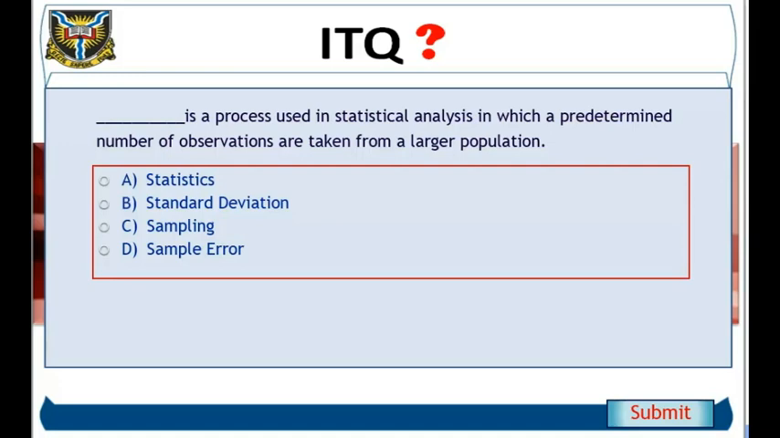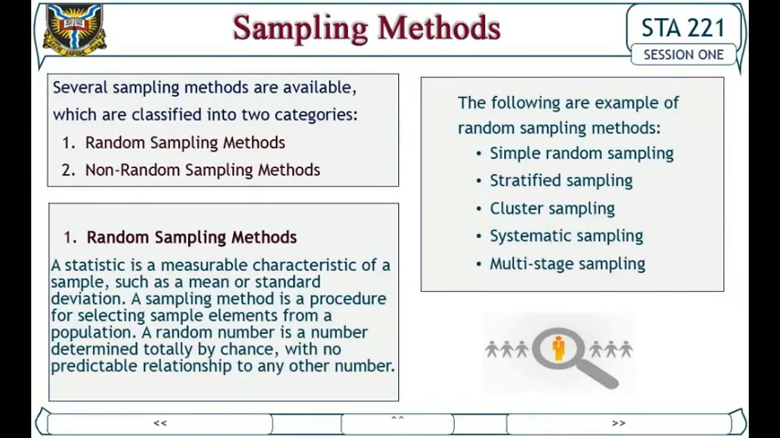In-text question. Dash is a process used in statistical analysis in which a predetermined number of observations are taken from a larger population. A. Statistics. B. Standard deviation. C. Sampling. D. Sample error. In-text answer: C. Sampling.